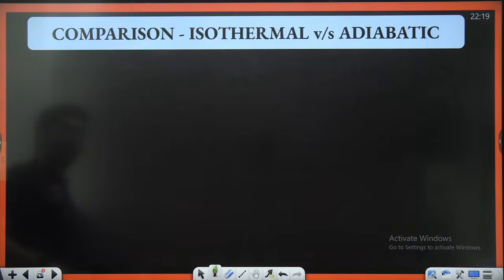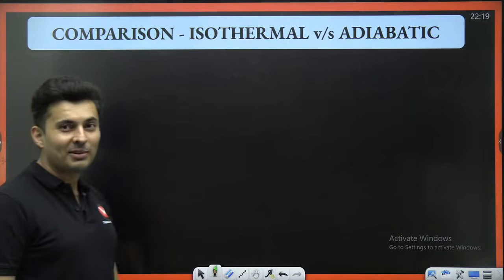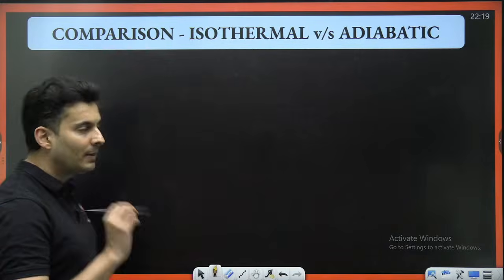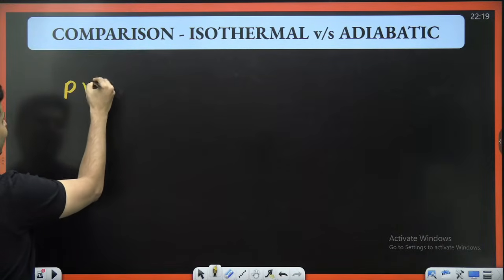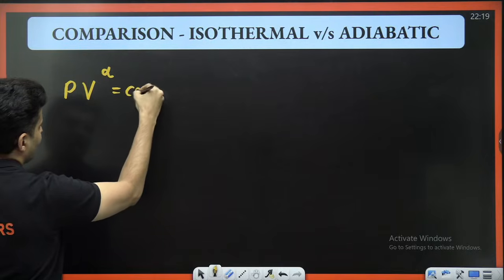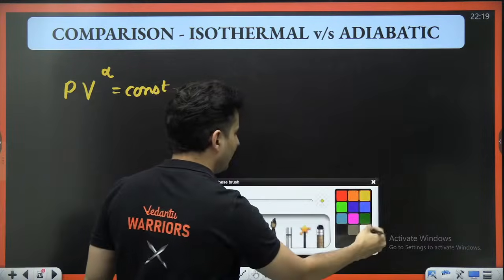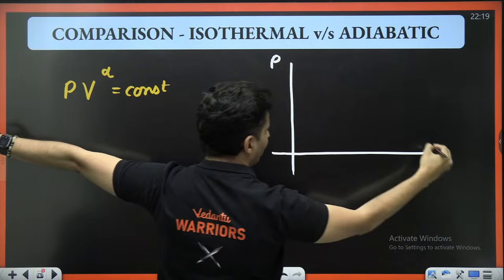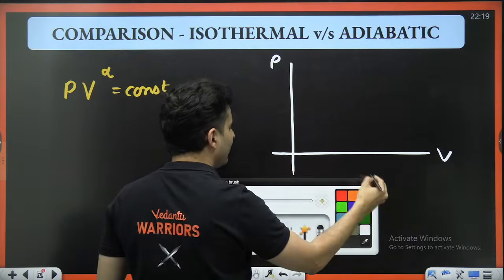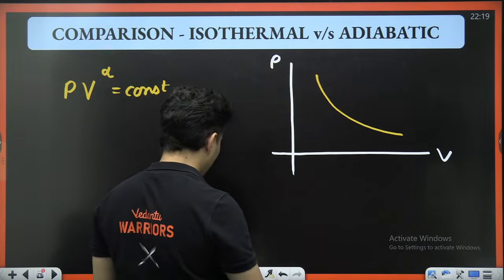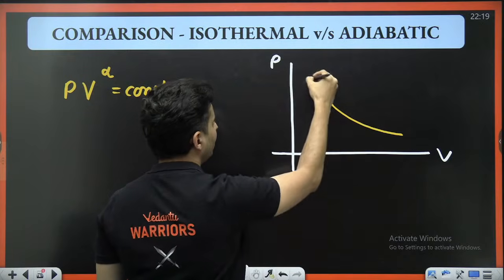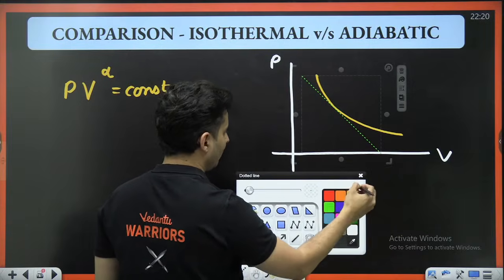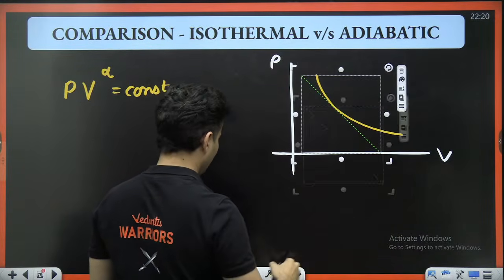Now we will go to the comparison of isothermal versus adiabatic. This is a very, very important thing, and let me tell you this. If PV raised to alpha is a constant, and somebody asks you to draw the graph, alpha can be anything, of pressure versus volume. Let's say the graph is like this, and you happen to draw a tangent to the graph at some point.